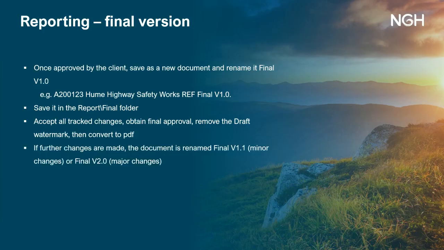If the client requests further changes, the document is saved as either Final Version 1.1 for minor changes or Final Version 2.0 for major changes. However, try to avoid making changes to documents once they are finalised. Check with the client prior to sending to ensure that they are ready for the final version to be issued.